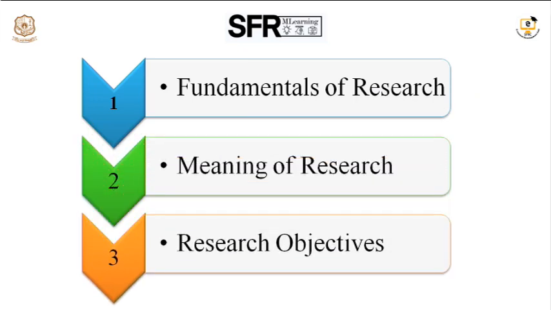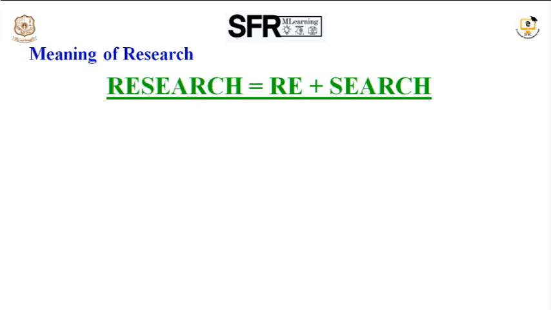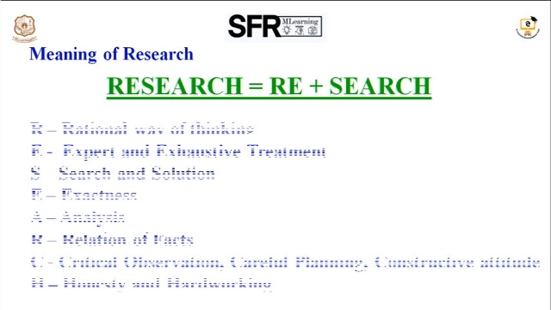As you can see, the meaning of research: the word research has two terms. One is "re" and another one is "search", in which "re" is a prefix meaning again, and "search" means to find something. Hence research means to find or search for something again.